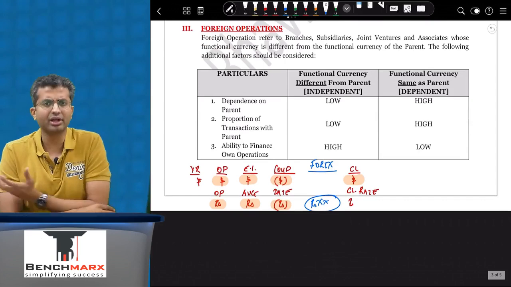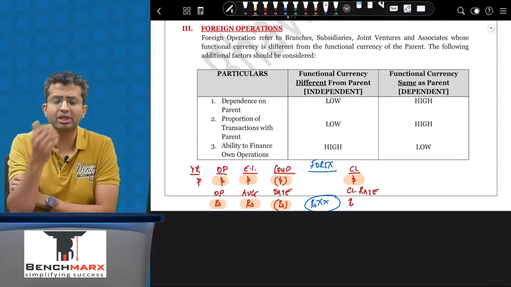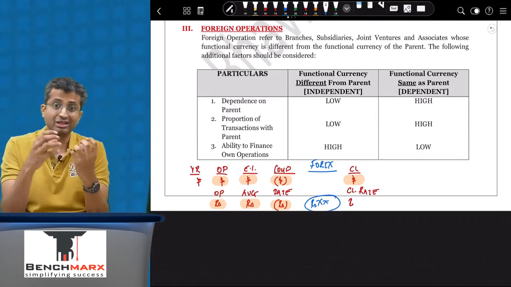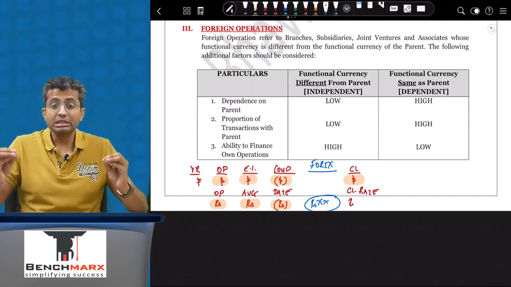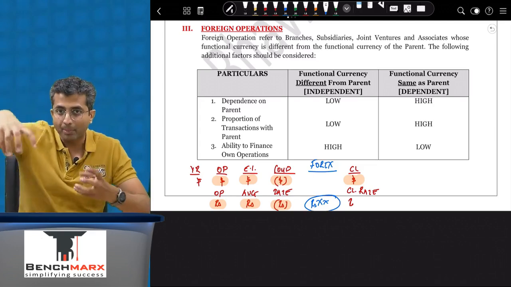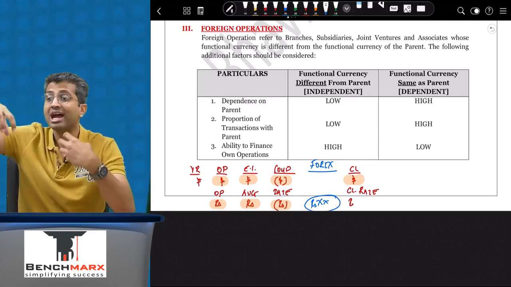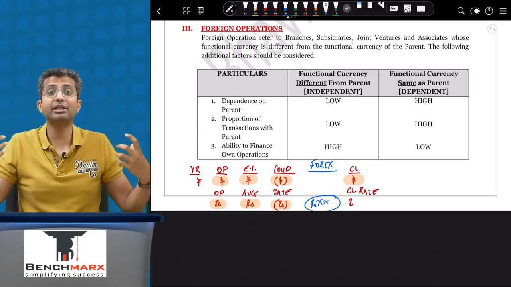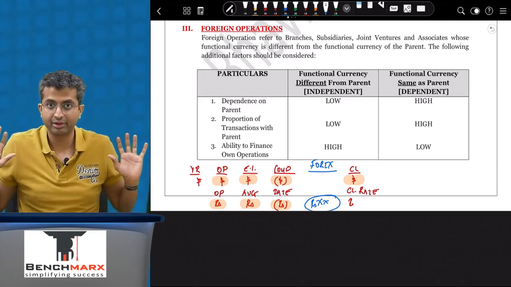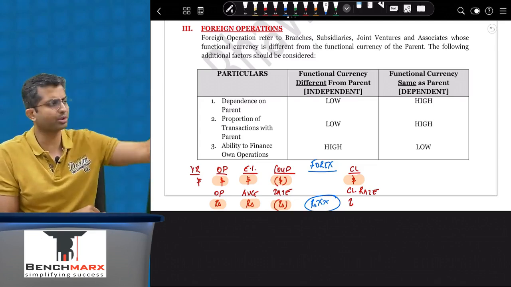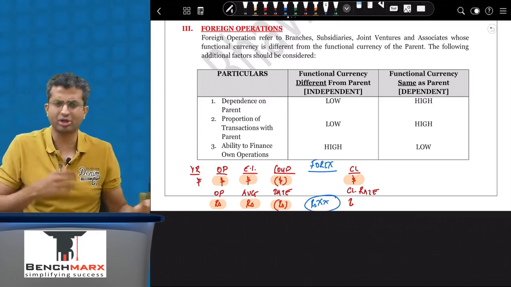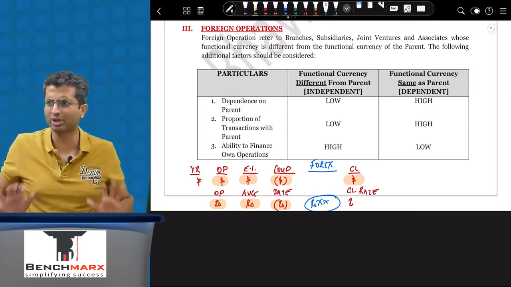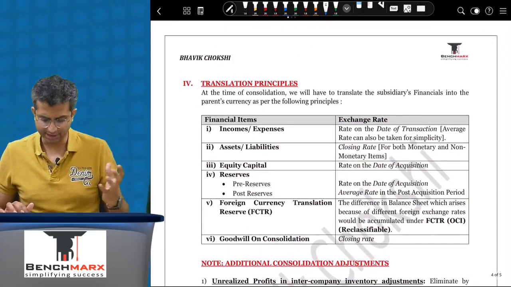Over here, there is some theory where additional factors have been given to identify whether an operation is a foreign operation or not. Typically, the litmus test over here is, does this operation, which is outside India, have an ability to finance its own self? If yes, it is a foreign operation with a different functional currency. If no, it is not. You look at other factors like proportion of transactions, dependence on parents as well. You can go through that, but that is a subjective assessment.